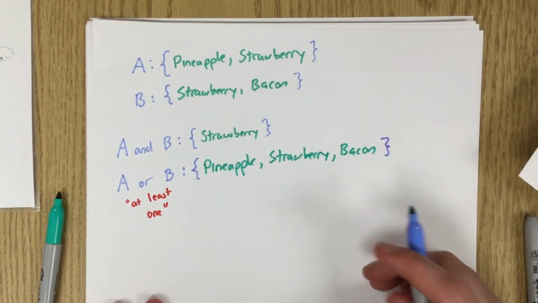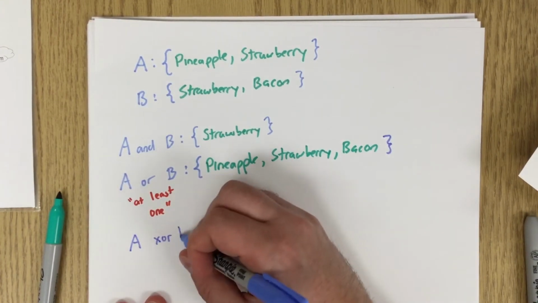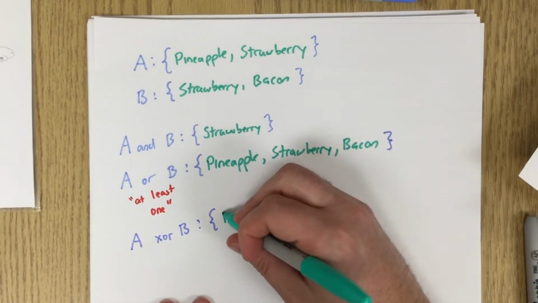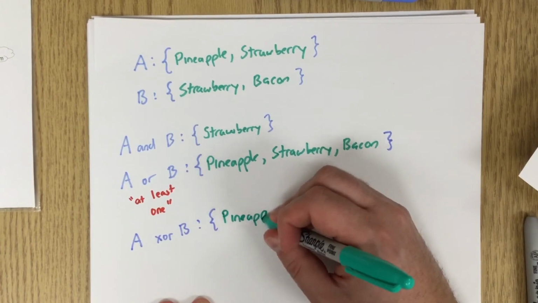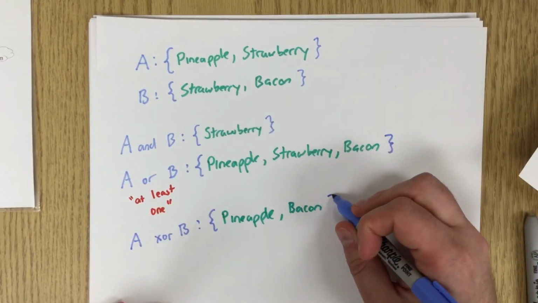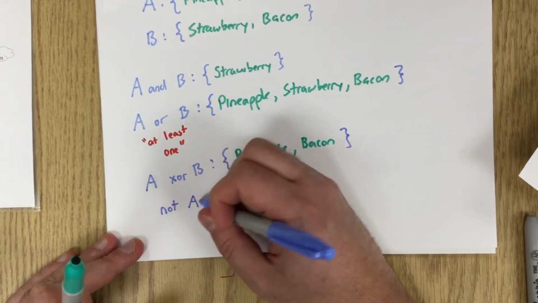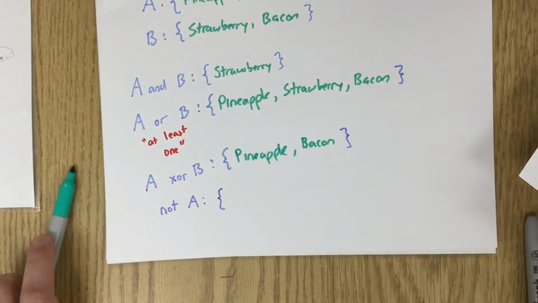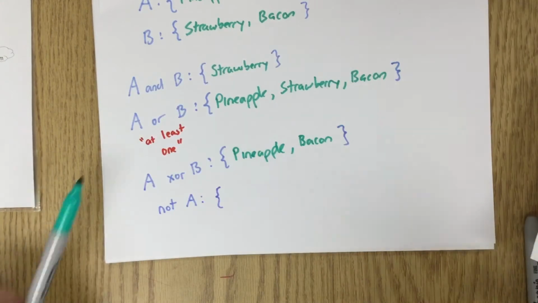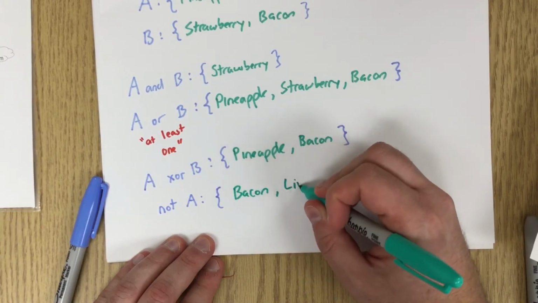It's not going to be in this course, but when people think or, what they usually mean is something called an XOR. It's an exclusive OR. So that's something that's only in A or only in B. It's not going to be the strawberry, which is in both of them. So that would be the one that's only a pineapple or bacon. Then we're going to have not A. Not A is pretty much what it sounds like. It's everything that's not in A. So these two are in A. Which ones are not in A? Bacon and liver.